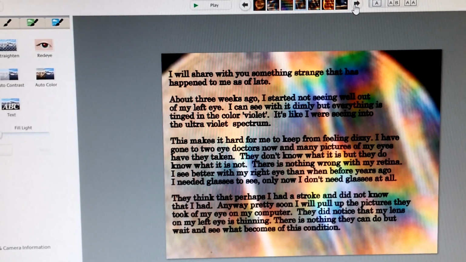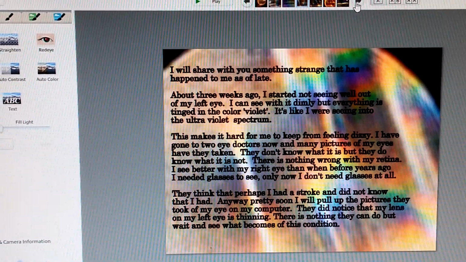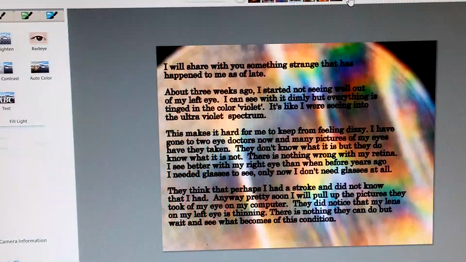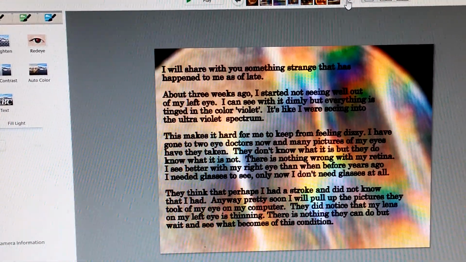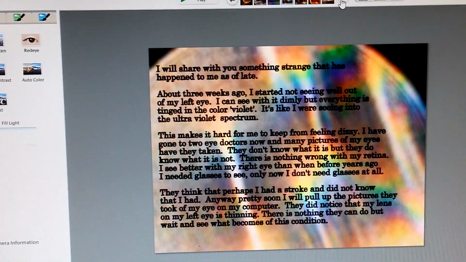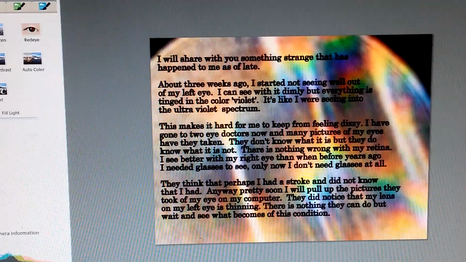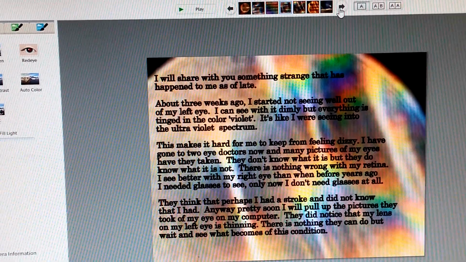I will share with you something strange that has happened to me as of late. About 3 weeks ago, I started not seeing well out of my left eye. I can see with it dimly, but everything is tinged in the color violet. It's like I were seeing into the ultraviolet spectrum. This makes it hard for me to keep from feeling dizzy.